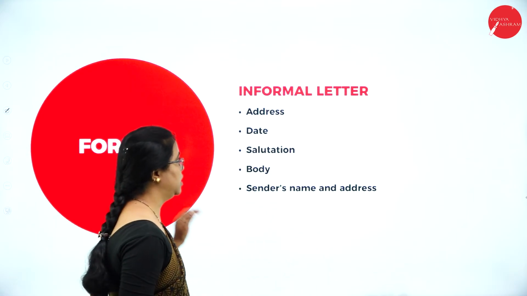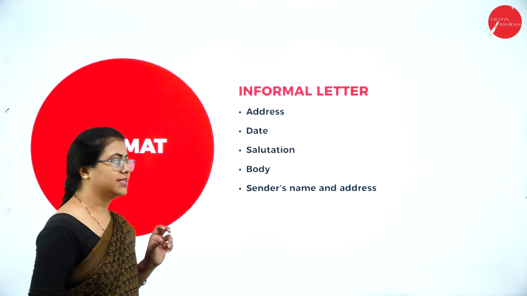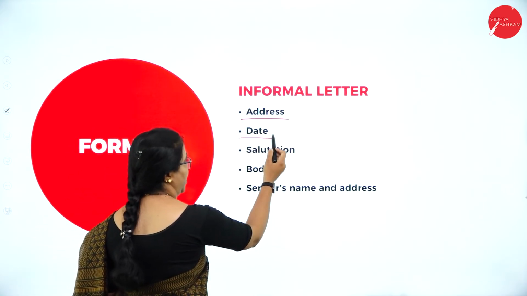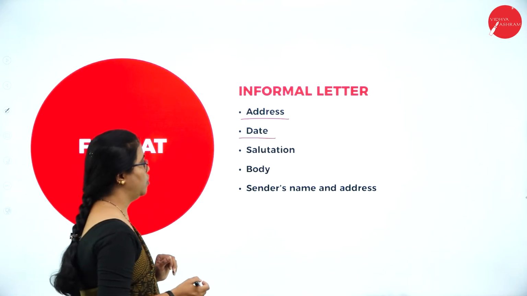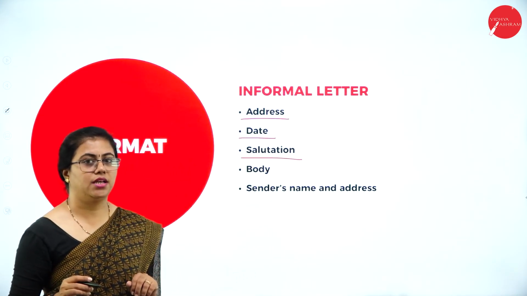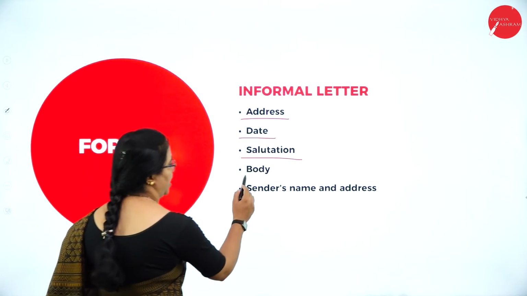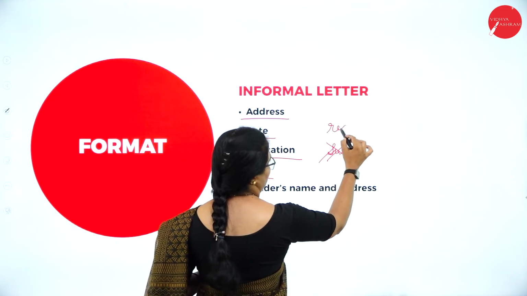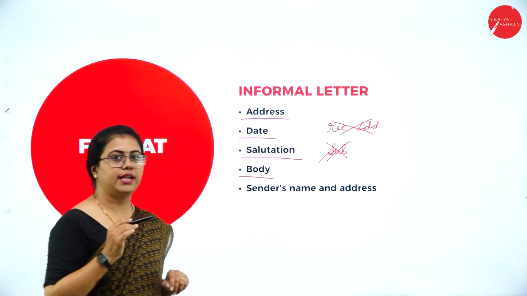Now let us look at the format of an informal letter. This is also more or less the same, but the slight difference is that you'll have the address of the sender, then you have the date. There is no prescribed format for this date. You can write it the way you want. Then we have the salutation. You don't have the receiver's address over here. You'll have the salutation, then the body, no subject line, no receiver's address. Both of them will not be there inside the letter.